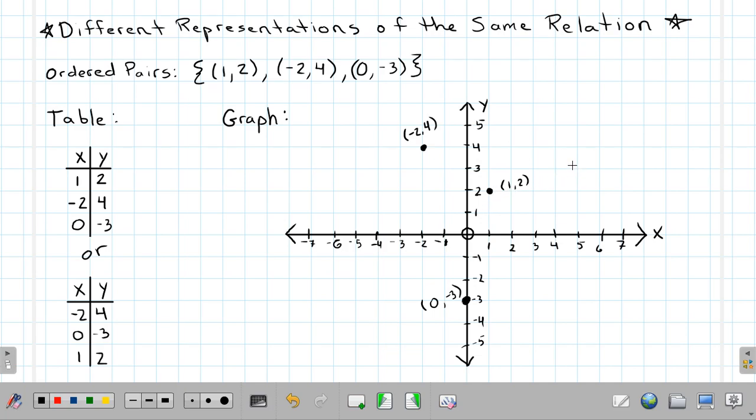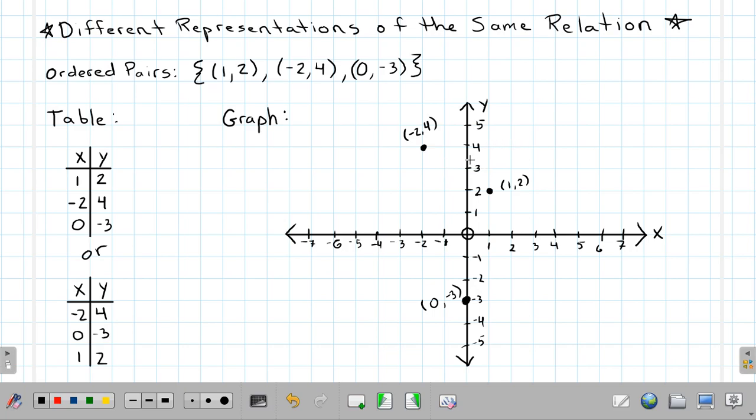So whenever you draw a relation like this, if you just have a bunch of points, you just leave them as points, okay? We're going to talk about when we can connect dots in the next section when we talk about functions. So don't get the urge to try to connect these dots, because how would we connect them? Would we go here, here, here, or would we go to -2, 4 to 0, -3 to 1, 2? How would we do it? We don't know how we would do it, so just leave them as points.